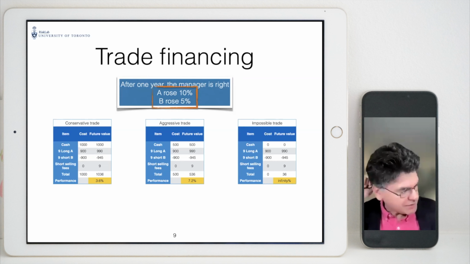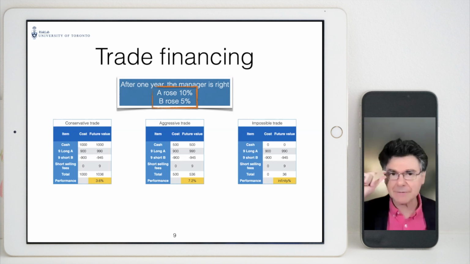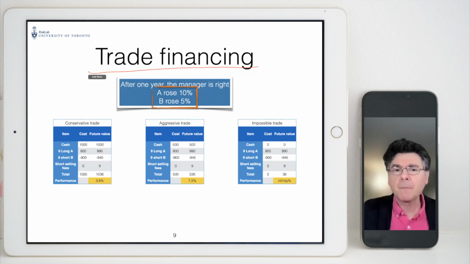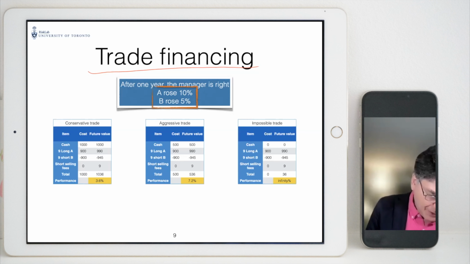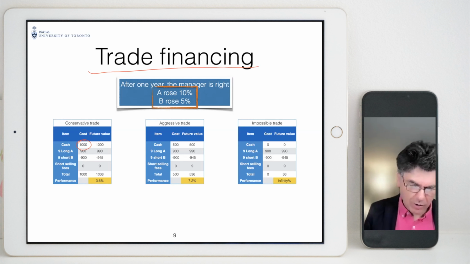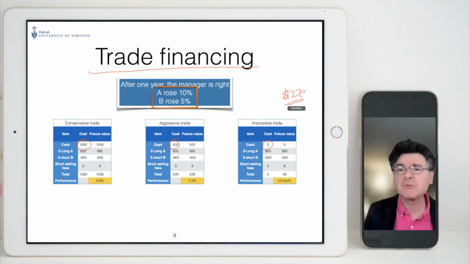We also saw this. This is also a slide that we did in the past. Remember at some point we were studying trade financing? Remember, we had $1,000. We were going to buy stock long. We were going to short another stock. We didn't know how much money we needed. We needed $1,000. We need $500. We need $0. We saw the answer is we needed $270. That was the answer. Okay.